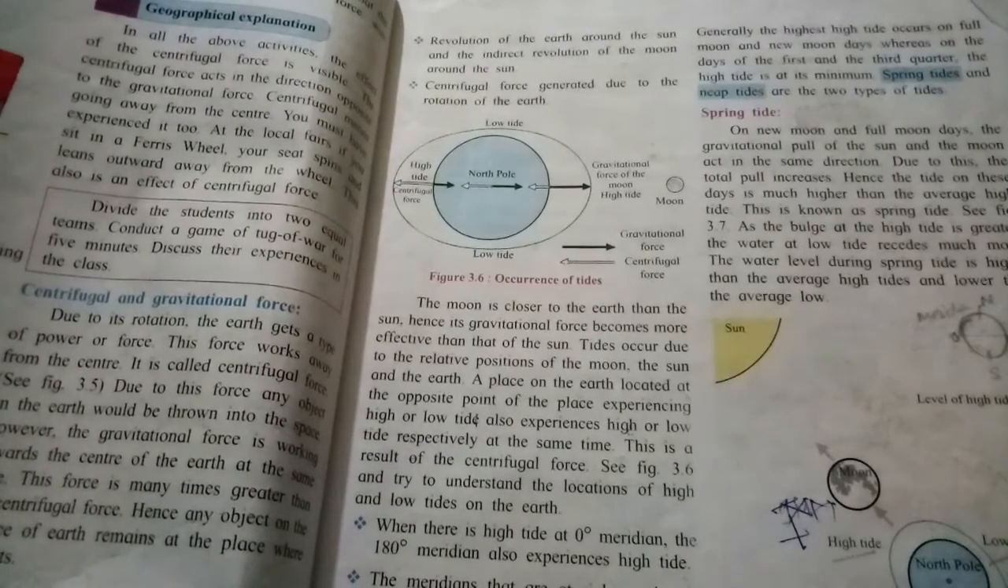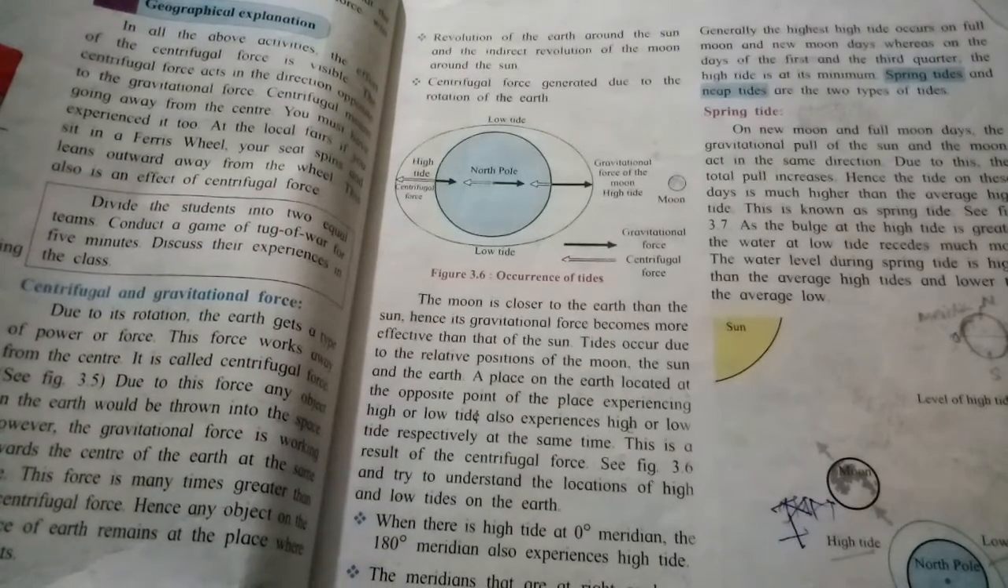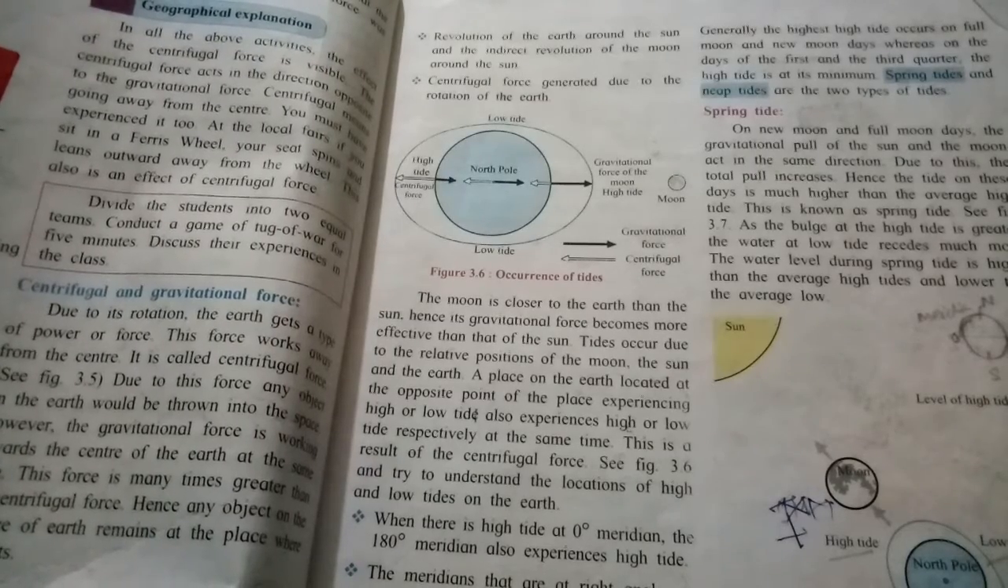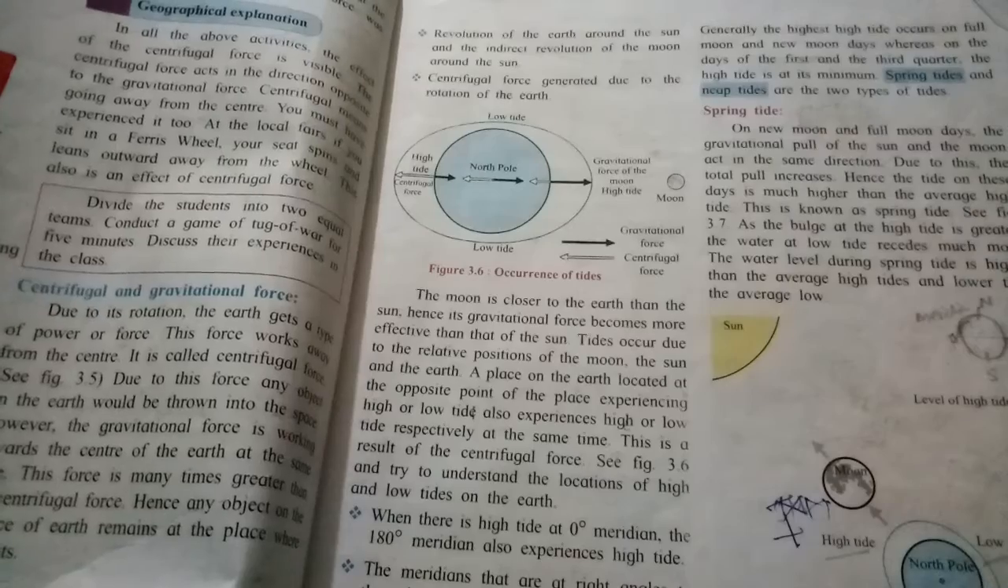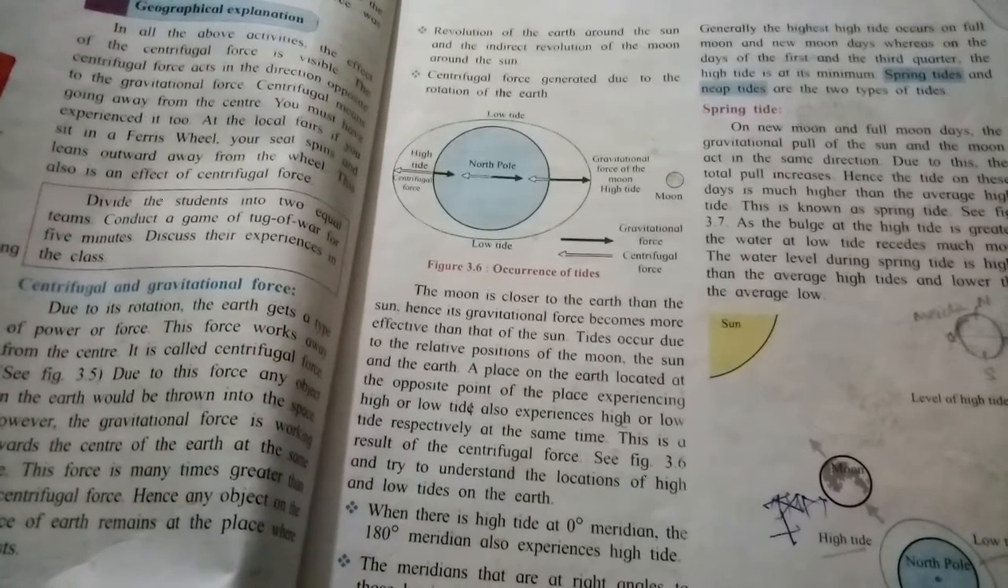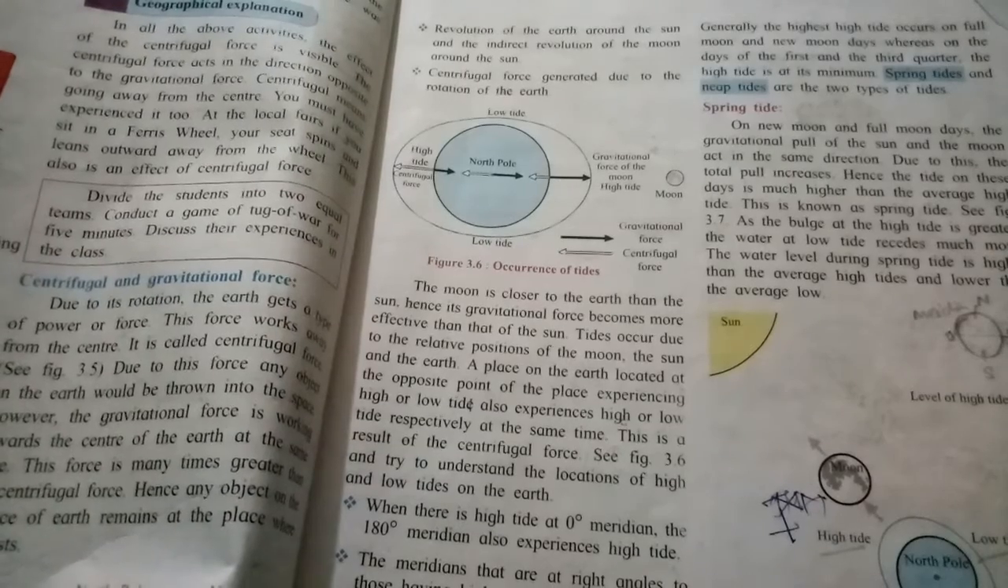Generally, the highest high tide occurs on full moon and new moon day, whereas on the first and the third quarter moon days, the high tide is at minimum. Spring tides and neap tides are the two types of tides.